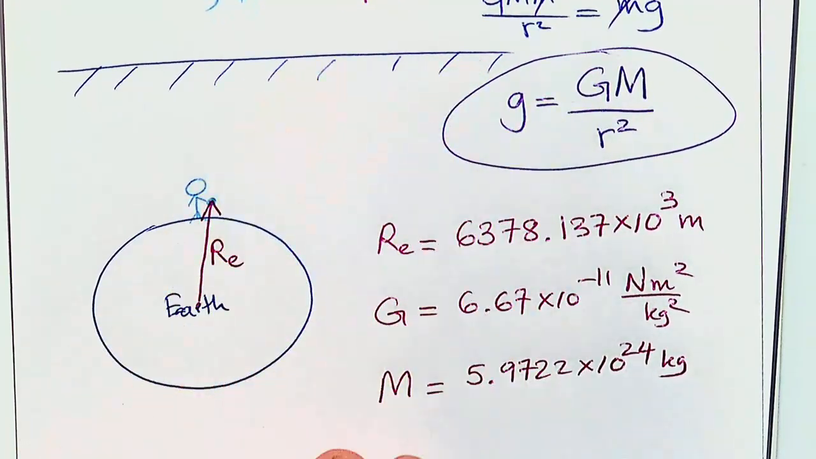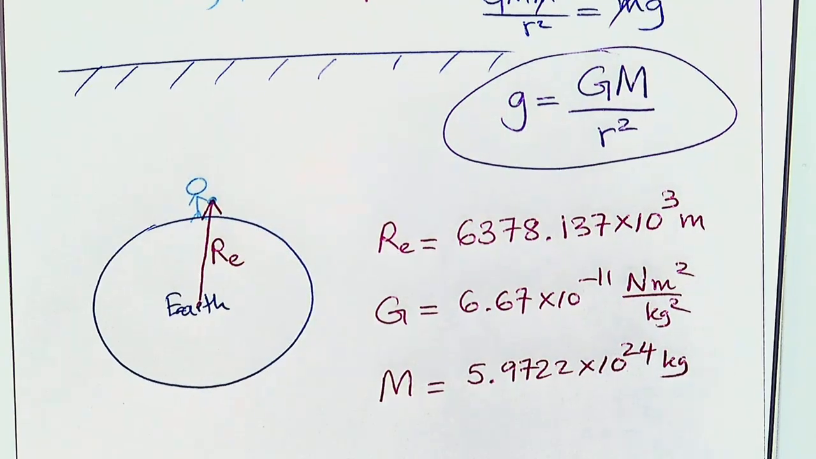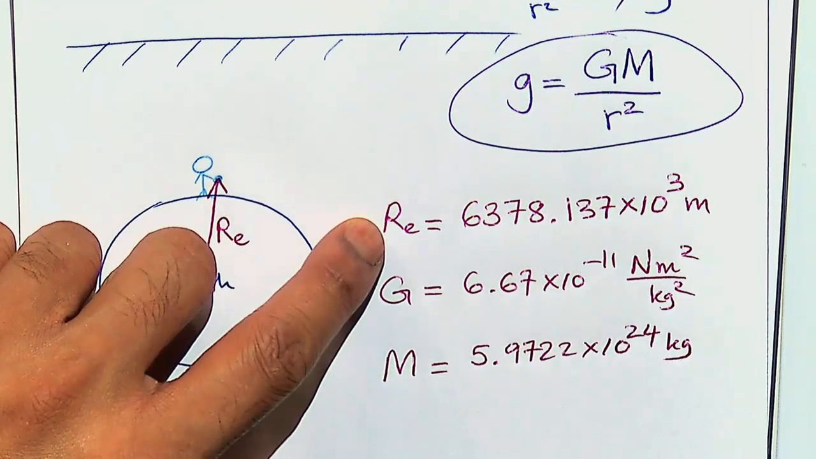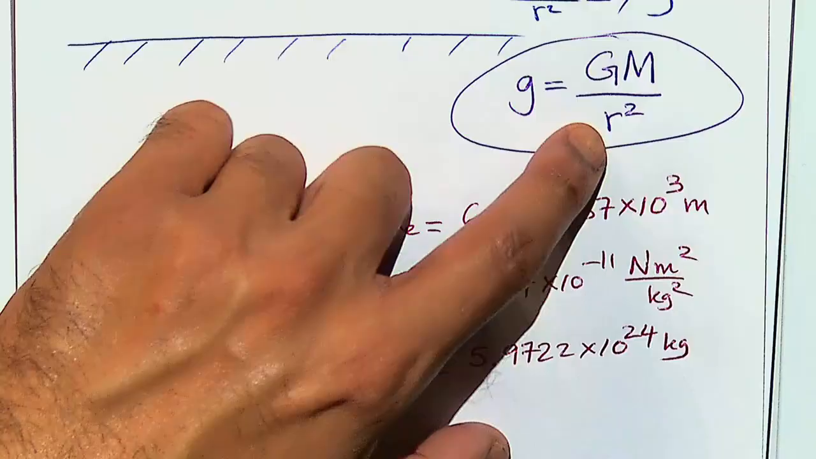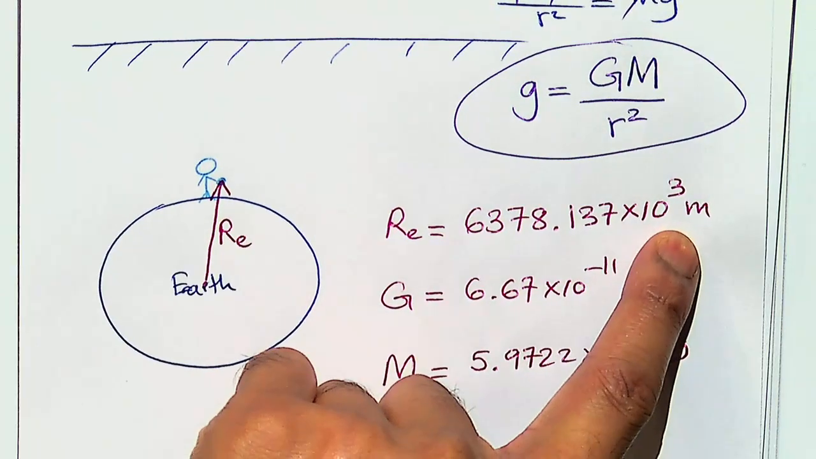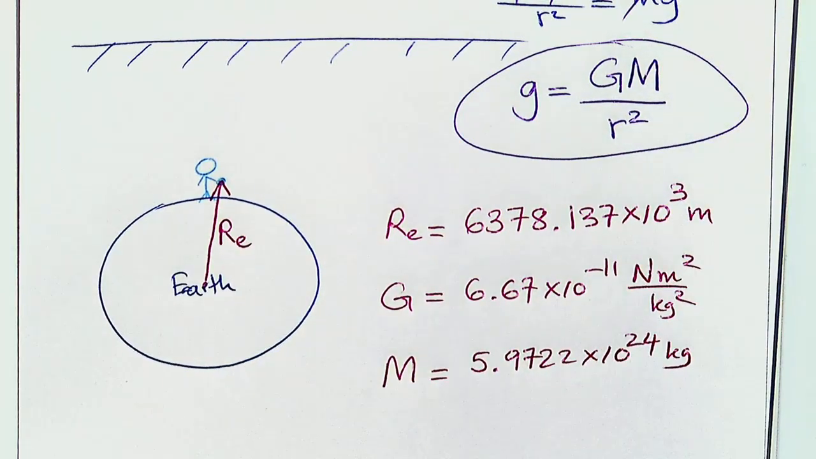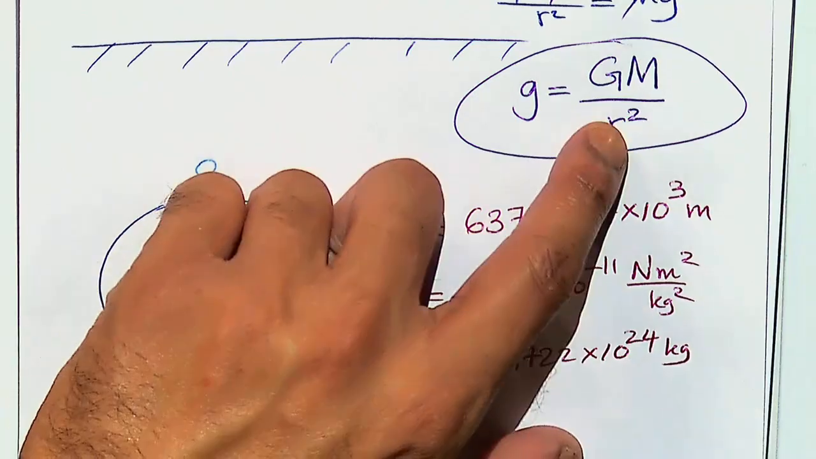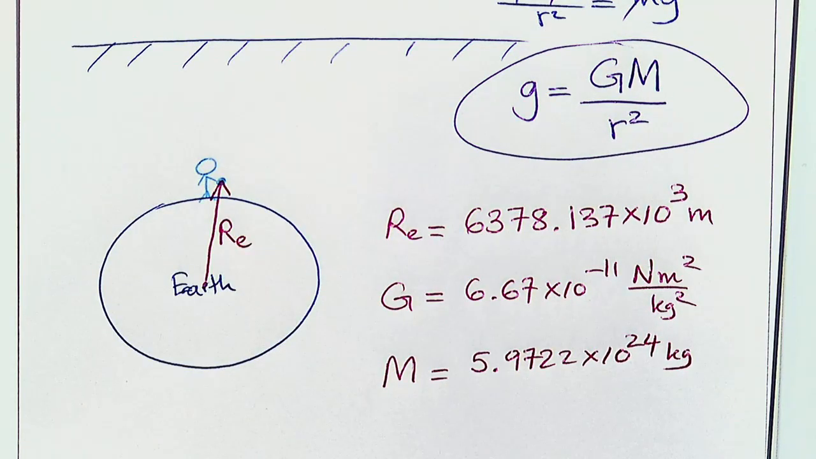So big G, the universal gravitational constant, and the radius of the Earth. You square it, and be careful with the kilometers. These are standard units so it should be fine, but make sure you're squaring it. And you should get roughly 9.8 meters per second squared.